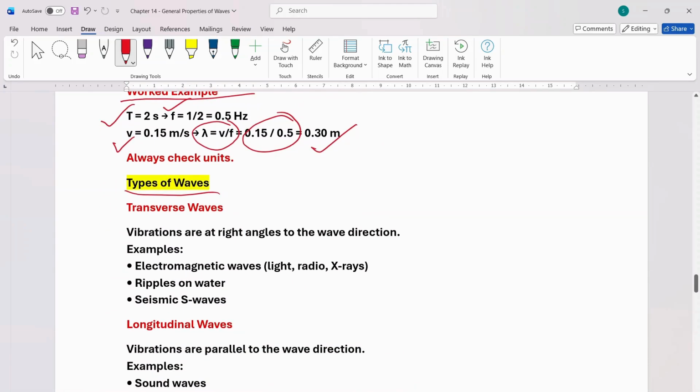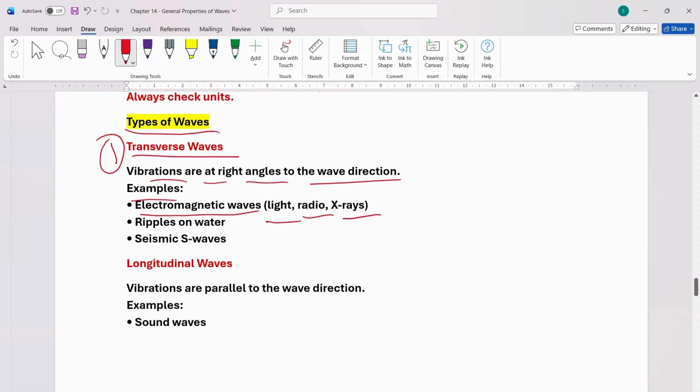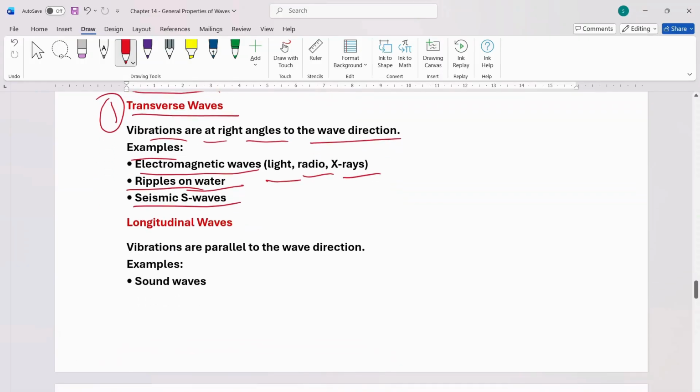Types of waves. Transverse waves. Vibrations are at right angles to the wave direction. Examples: electromagnetic waves, light waves, radio waves, X-rays, ripples on water and seismic S waves.